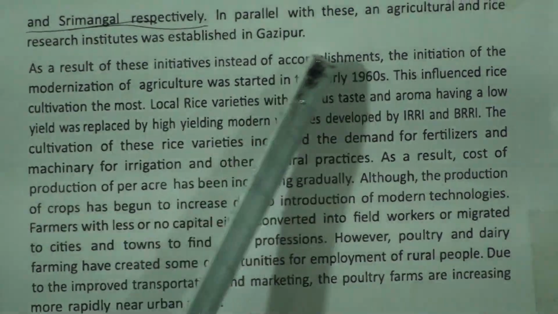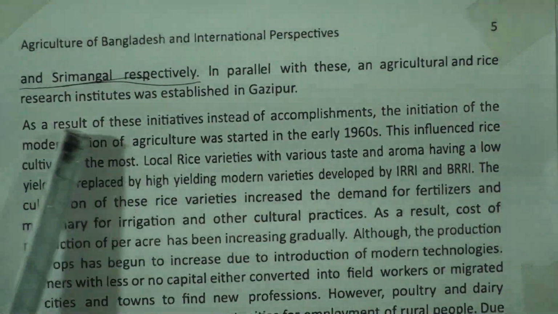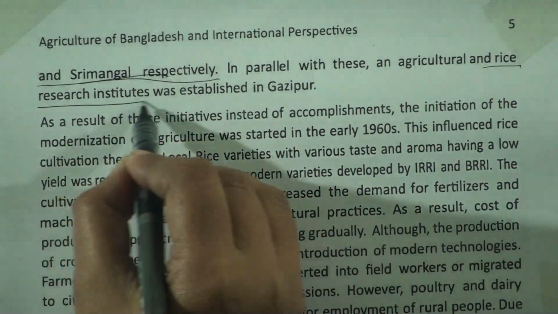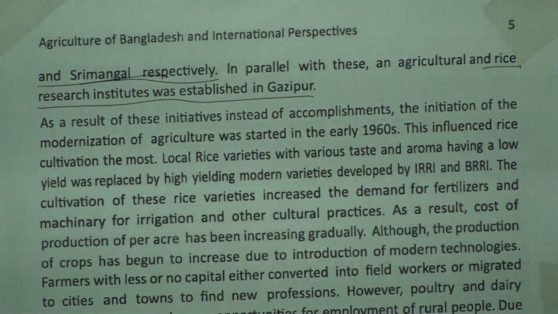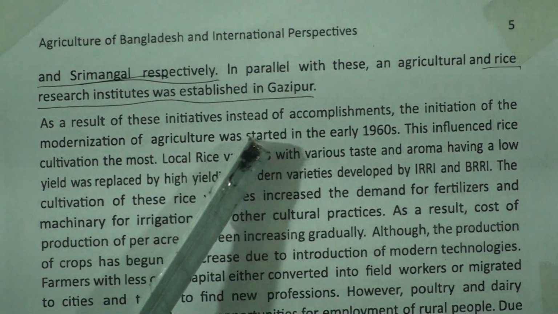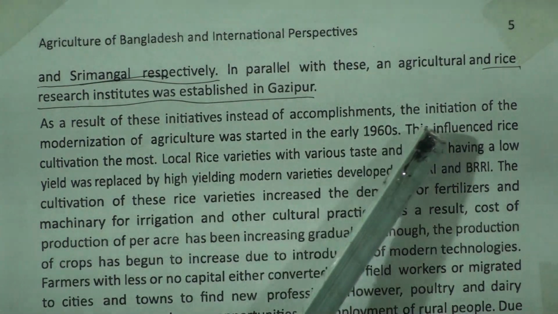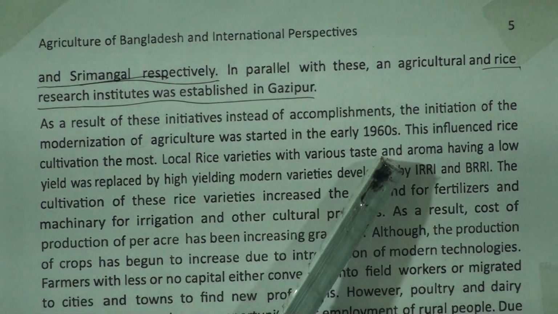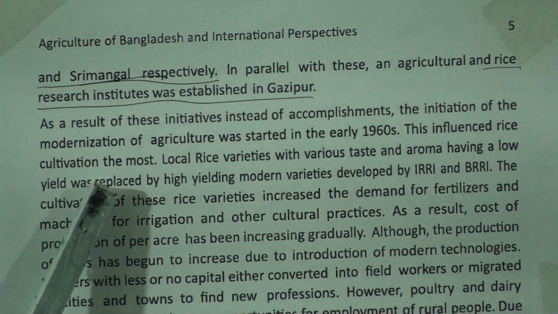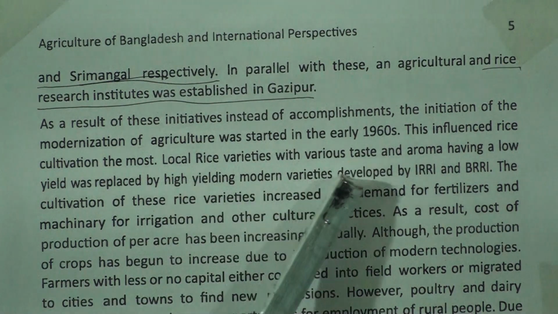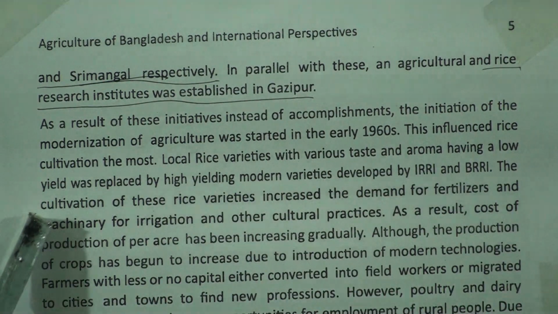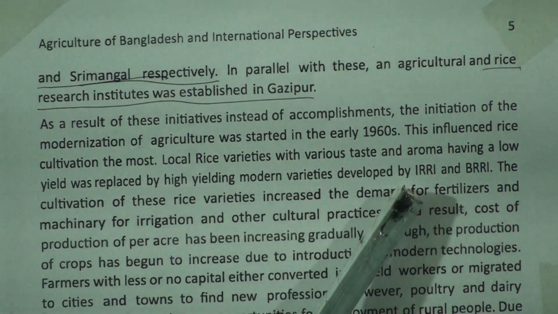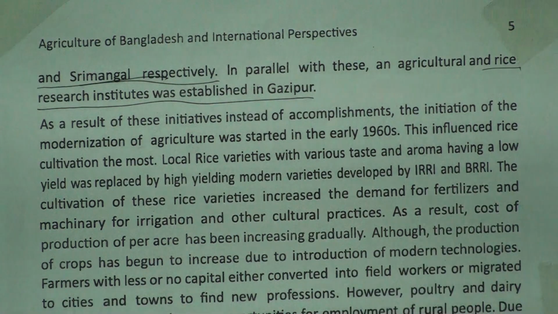In parallel with this, agricultural and rice research institutions were established in Gazipur. So you will find a rice research institution in Gazipur. As a result of these initiatives, the modernization of agriculture was started in the early 1960s. This influenced rice cultivation the most. Local rice varieties with various taste and aroma but low yield were replaced by high yielding modern varieties developed by IRRI and BRRI. So which one replaced?